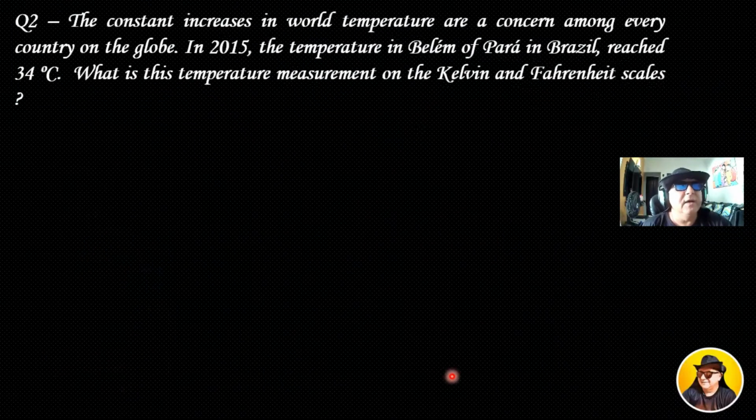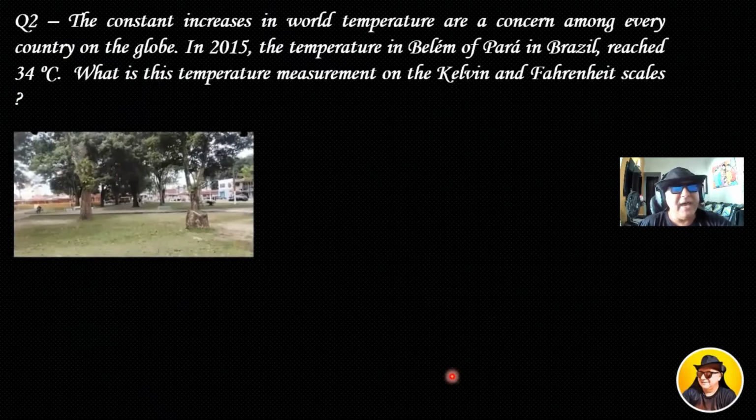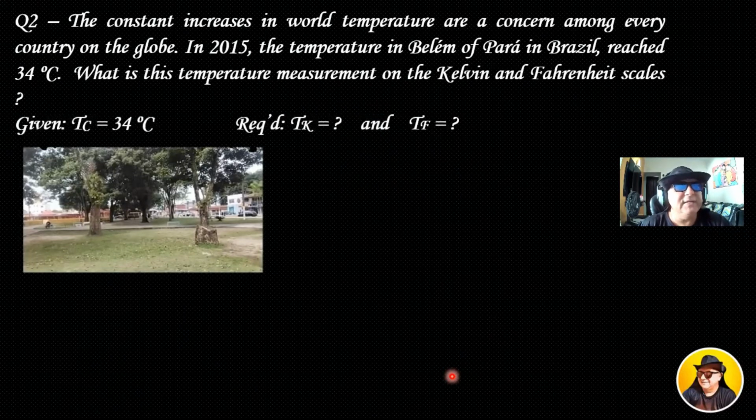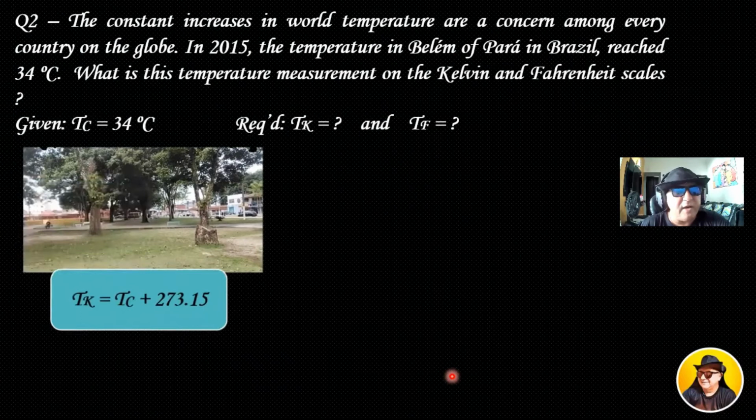Here it is. The constant increases in world temperature are a concern among every country on the globe. In 2015, the temperature in Belém do Pará in Brazil reached 34 degrees Celsius. What is this temperature measurement on the Kelvin and Fahrenheit scales? Okay, another illustrative picture. So given TC, 34 degrees Celsius, and required TK and TF, Kelvin and Fahrenheit.